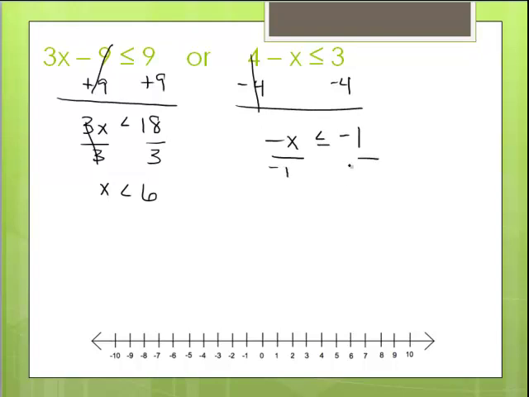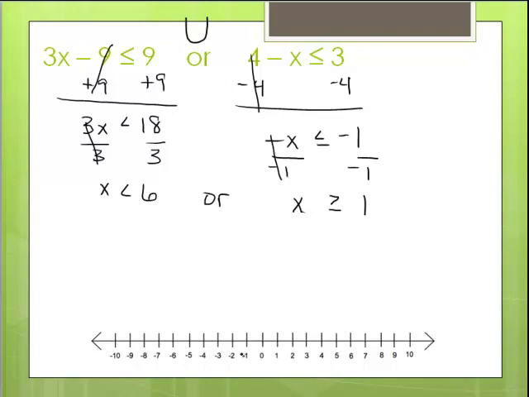So we divide by negative 1. Since we divide by a negative, we flip the sign. Remember, this is an OR. Which one of those is OR? Is it union or intersection? OR means union. So let's think about what this means.